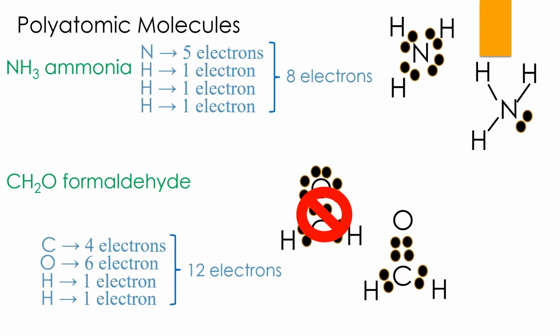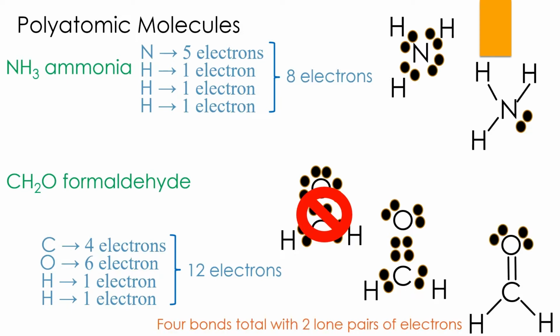We now have a total of 8 electrons in bonding, leaving us with 4 electrons which are placed around the oxygen atom, since the carbon atom already has an octet when including all of its bonded electrons. So everyone's noble. We win. We have 4 bonds total and 2 lone pairs on the oxygen atom.